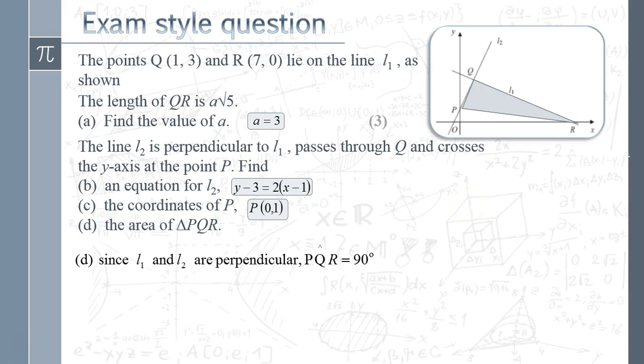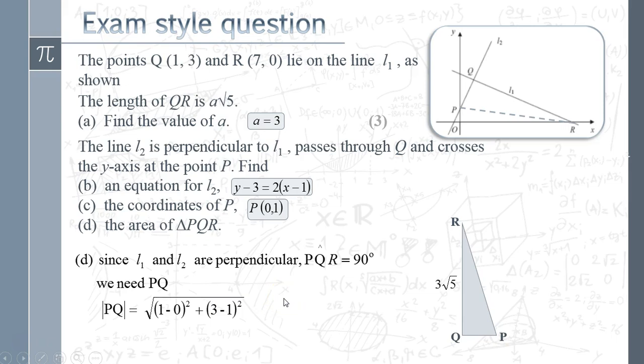You will find in most exam questions that you do tend to end up with right angle triangles that you've got to deal with in coordinate geometry questions. So what I'm going to do is just take that triangle and kind of redraw it so I can see what's going on. We already know that QR is 3 root 5. We need to find PQ. And if we know that Q is at (1, 3), P is at (0, 1), we can just pop those numbers into our formula. There we go. So the length of PQ is root 5.